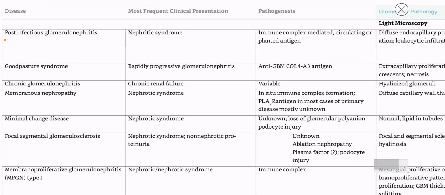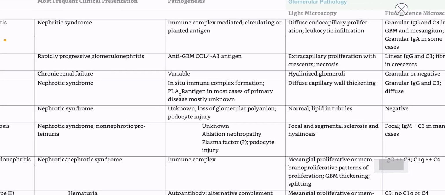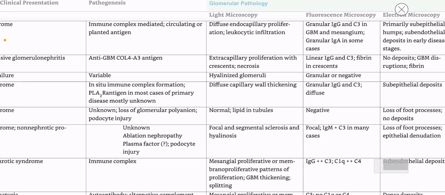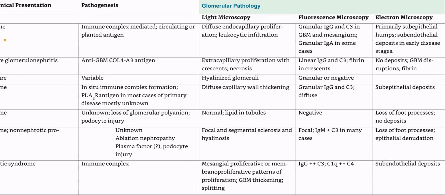Goodpasture syndrome causes RPGN. It is anti-glomerular basal membrane, against the collagen IV alpha-3 antigen. And in this, we have the extracapillary proliferation with crescents and necrosis. There is linear IgG and C3, and fibrin in the crescents. And there are no deposits in Goodpasture. And there are GBM disruptions and fibrin deposition in the electron microscopy.